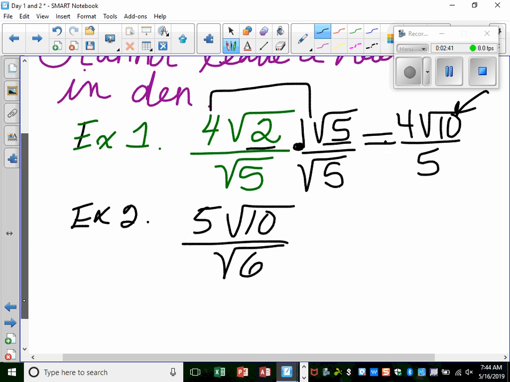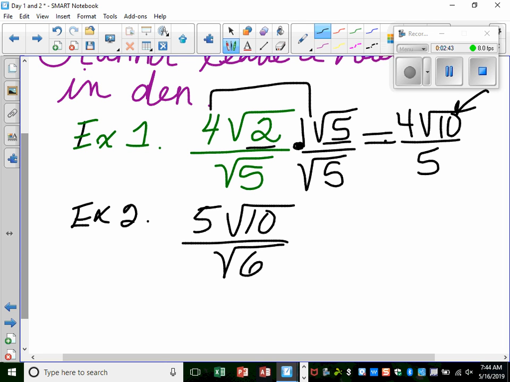Say we had something like 5 rad 10 divided by rad 6. One thing you can do is make numbers smaller if you can reduce them. Inside here, both are radicands, so I can actually reduce 10 over 6. If I just had a fraction 10 over 6, how would you reduce that? 5 over 3. All right, so we can do that.